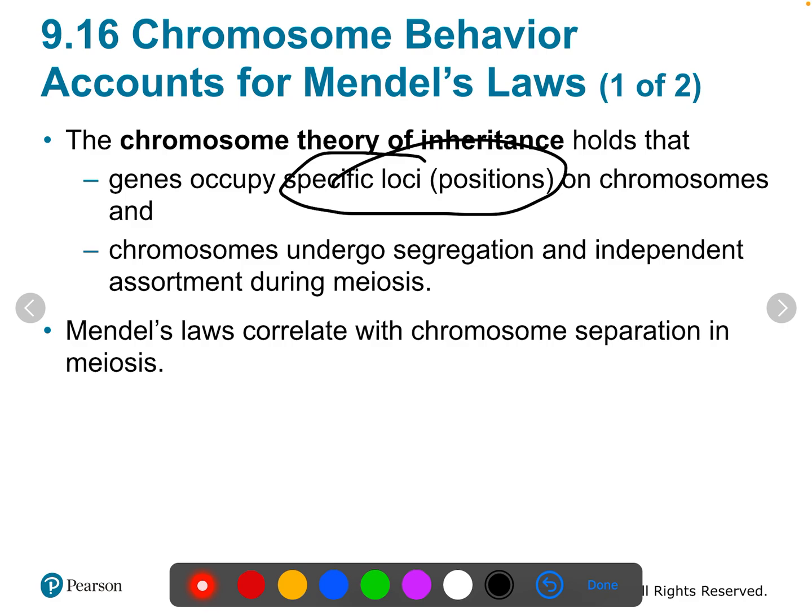And chromosomes will undergo segregation and independent assortment during meiosis. Remember, they'll line up right to left or left to right, whatever, and then they'll separate from each other so that only one chromosome gets passed on. And a lot of this understanding of chromosomes and how they work was due to Mendel's work.